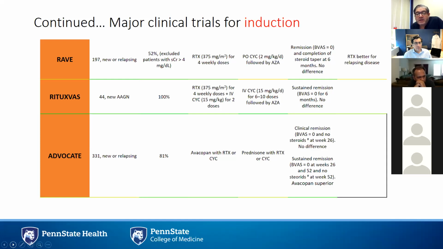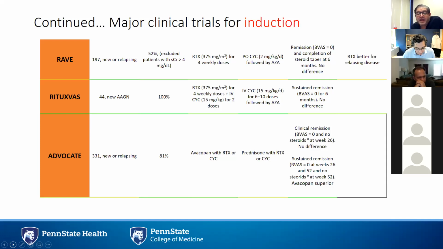Also, look at the entry criteria for RAVE. They actually excluded patients with a creatinine of more than 4. So sometimes I see these patients who are on dialysis and we say, okay, let's treat them with RAVE. Actually, RAVE didn't answer that question. Rituximab, on the other hand, did answer that question. They did take people with higher degrees of renal dysfunction. They did take patients on dialysis. And therefore, we have to be mindful when we are prescribing therapy in patients who are very, very sick.